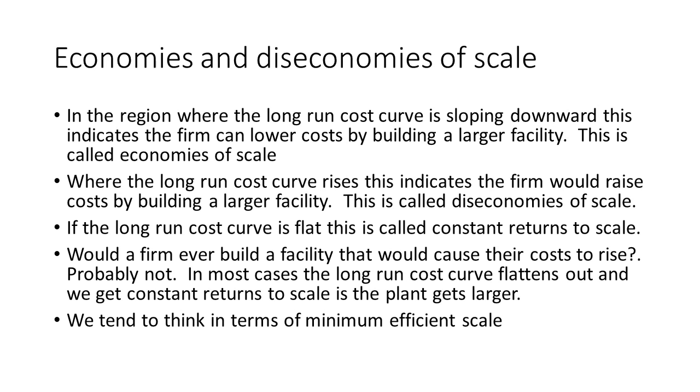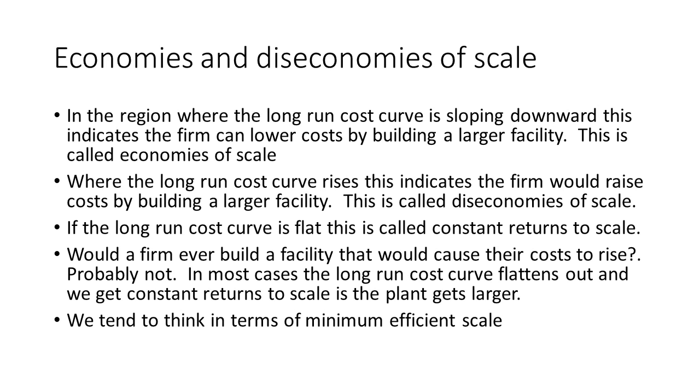There are what we call economies and diseconomies of scale. In the region where the long-run cost curve is sloping downward, this indicates the firm can lower costs by building a larger facility. This is called economies of scale. So again, as that long-run cost curve slopes downward, we're seeing economies of scale. Where the long-run cost curve rises, this indicates the firm would raise costs by building a larger facility. This is called diseconomies of scale.